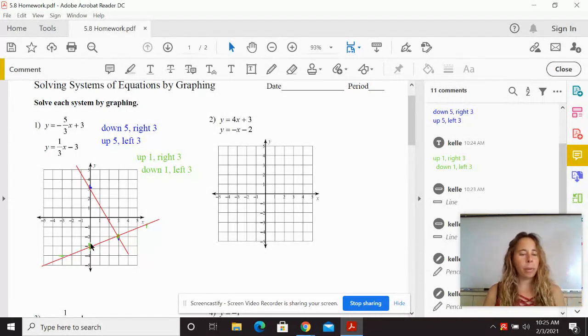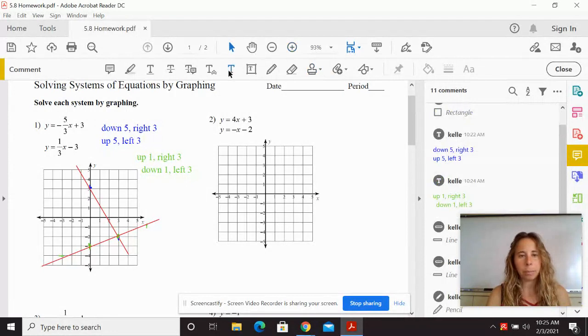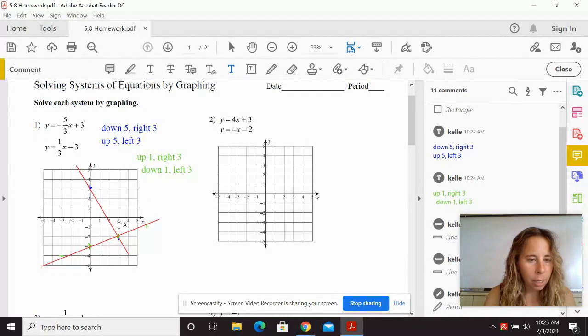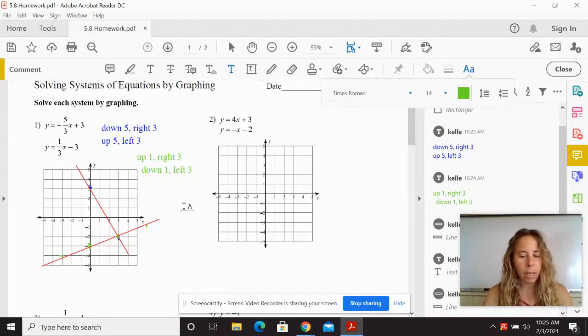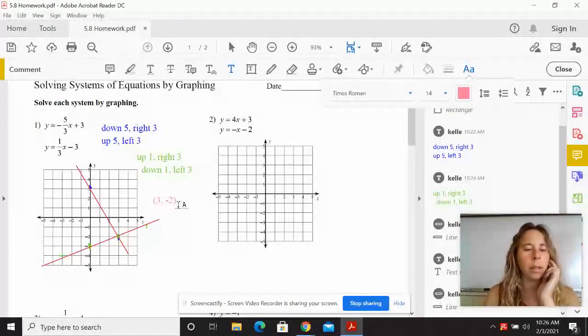So we graphed both of our lines. What is the solution to this system of equations? It's where they intersect. So where do they cross? They cross at the point 3, negative 2. So your answer here, in pink, is 3, negative 2.